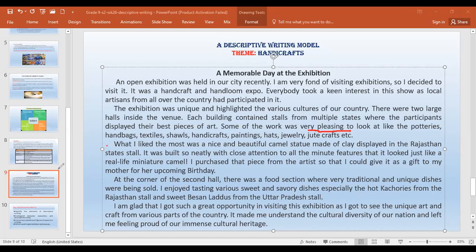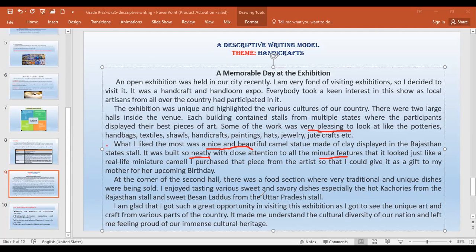Okay, what I liked the most was a nice and beautiful camel. Notice the adjectives. A nice and beautiful camel statue made of clay displayed in the Rajasthan state stall. It was built so neatly, adverb, with close attention to all the minute features. This word is not minute. It's called minute, meaning the little details, that it looked just like a real-life miniature camel. Notice the simile. I purchased that piece from the artist so that I could give it as a gift to my mother for her upcoming birthday.